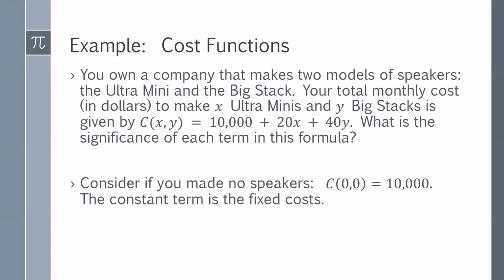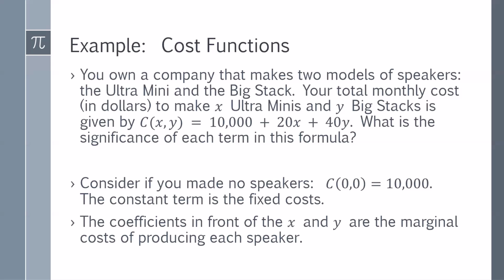Well, if we were to plug in 0, 0 into the function C, it means we make 0 Ultra Minis and 0 Big Stacks. And C of 0, 0 is 10,000. It's the constant term, and in fact, it's the fixed costs. The coefficients in front of the x and the y are the marginal costs for producing each speaker. So it costs $20 to create one Ultra Mini and $40 to create one Big Stack.